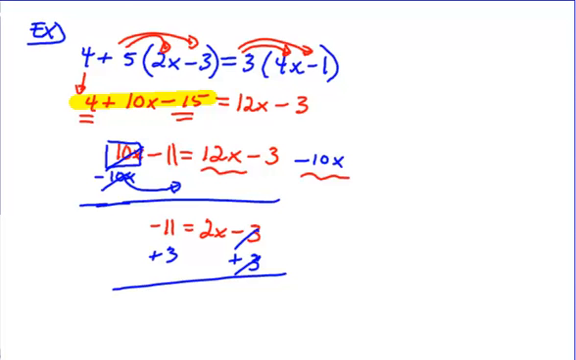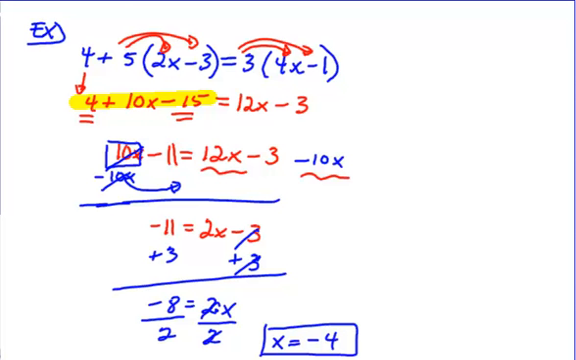So I always focus my work around wherever that x is. That's where I start canceling stuff off. Okay, so let's see, negative 11 and a positive 3. Negative 8 equals 2x. It's attached by multiply, so the opposite of multiply is divide. What's x equal to? You got it. Good.